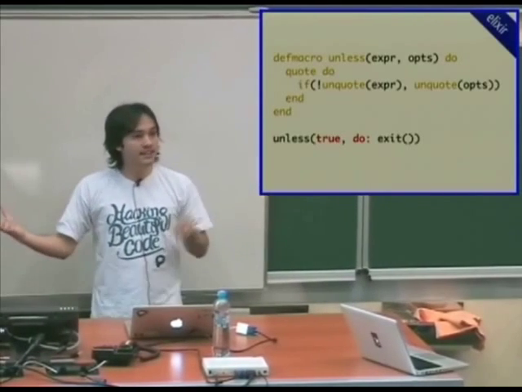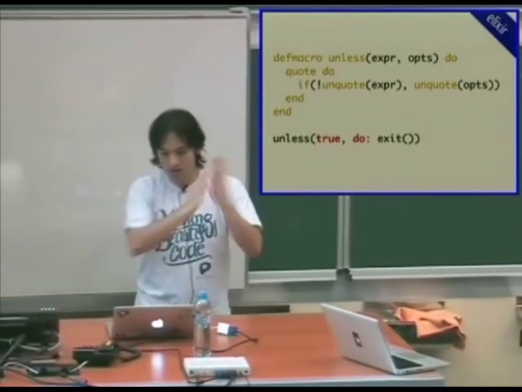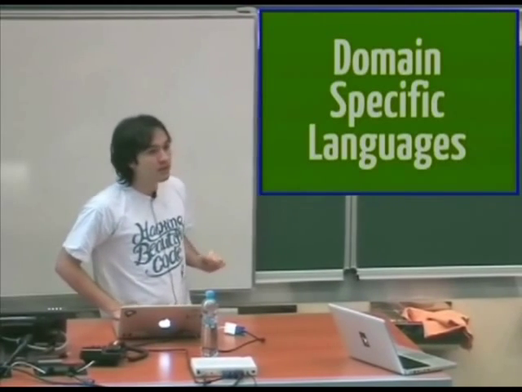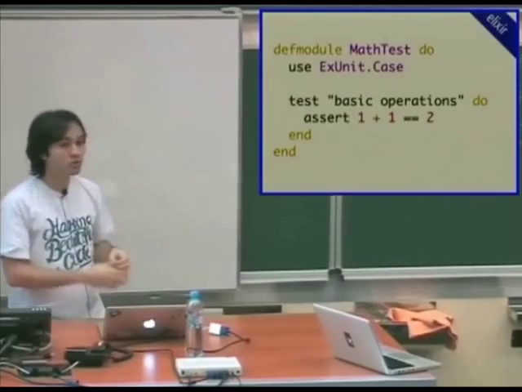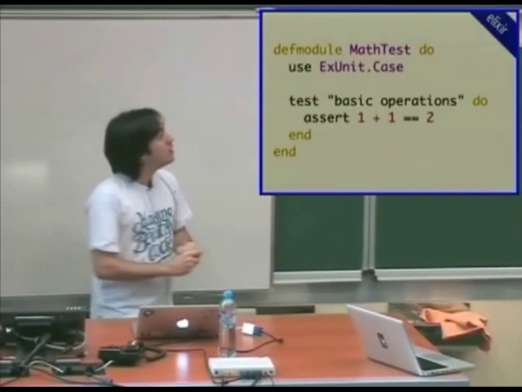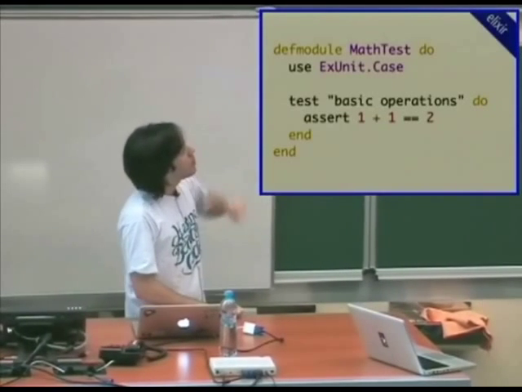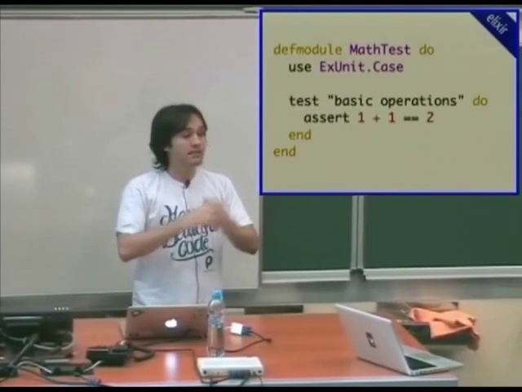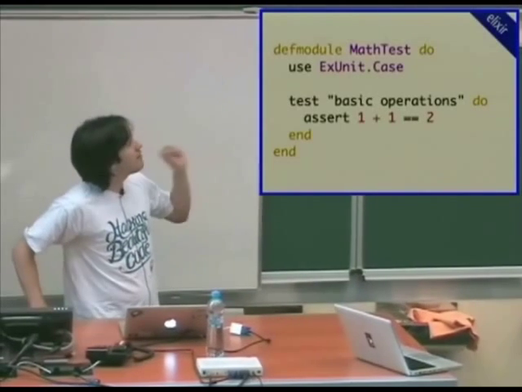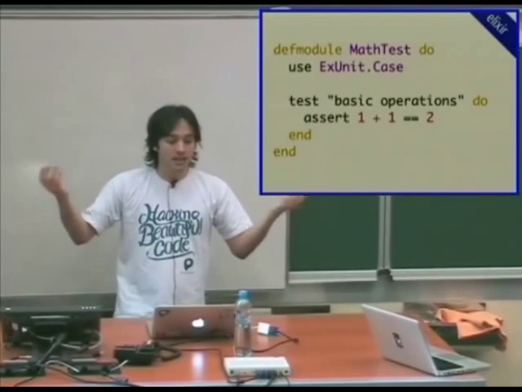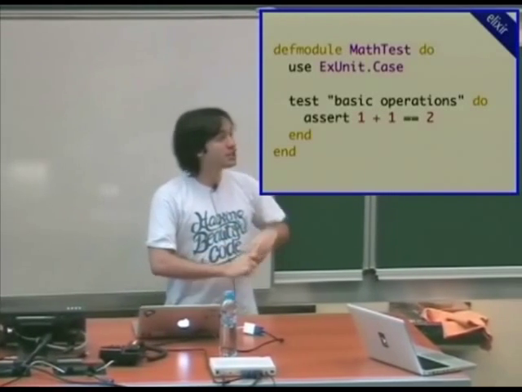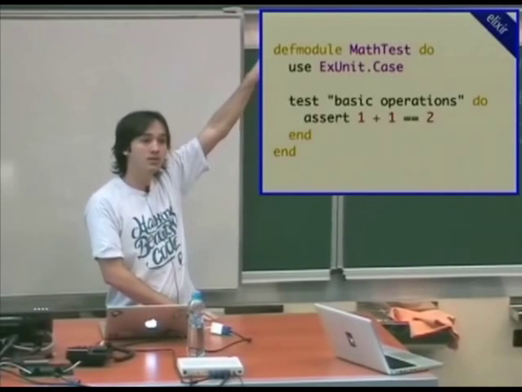And if we put the fact that everything is an expression and macros together, we have domain-specific languages. That is one way for us to create a domain-specific language. Here's an example of how you would write tests in Elixir. You can see that we're defining a module test. XUnit is the name of the test framework. And we have here a macro called test that's going to generate the test for us. The fact that everything is an expression allows us to put the test macro in there.